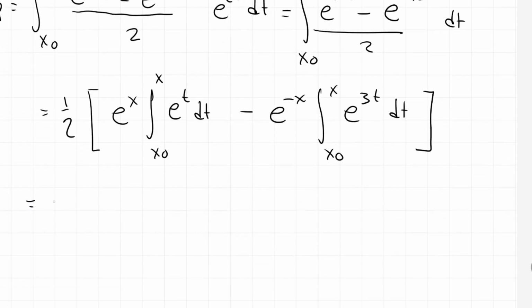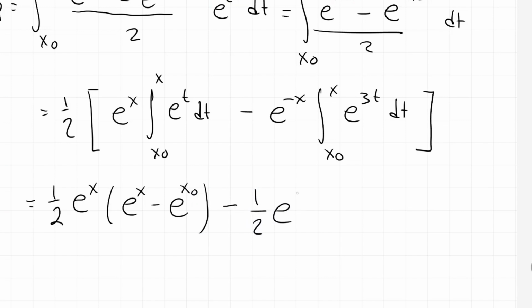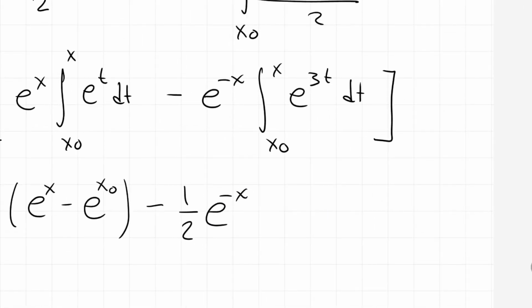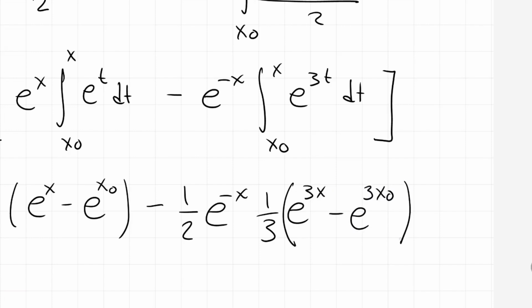Okay, so this is going to be equal to 1/2 e to the x times, e to the x minus e to the x0, then minus 1/2 of e to the negative x times 1/3 e to the 3t. Well, we are going to evaluate this. This is going to be e to the 3x minus e to the 3 times x0.